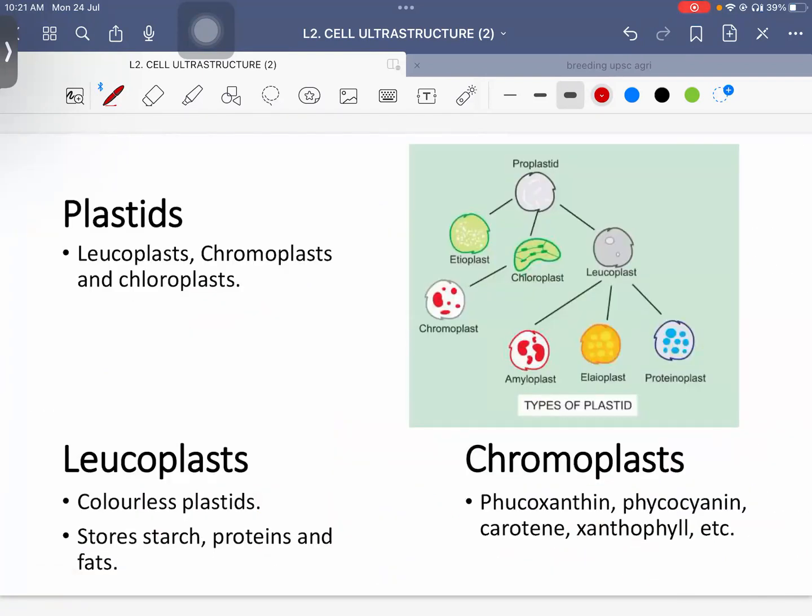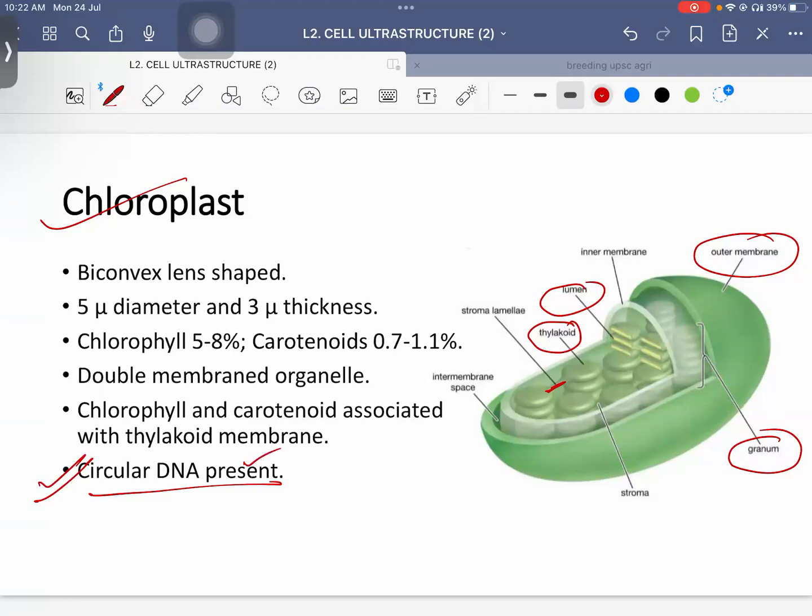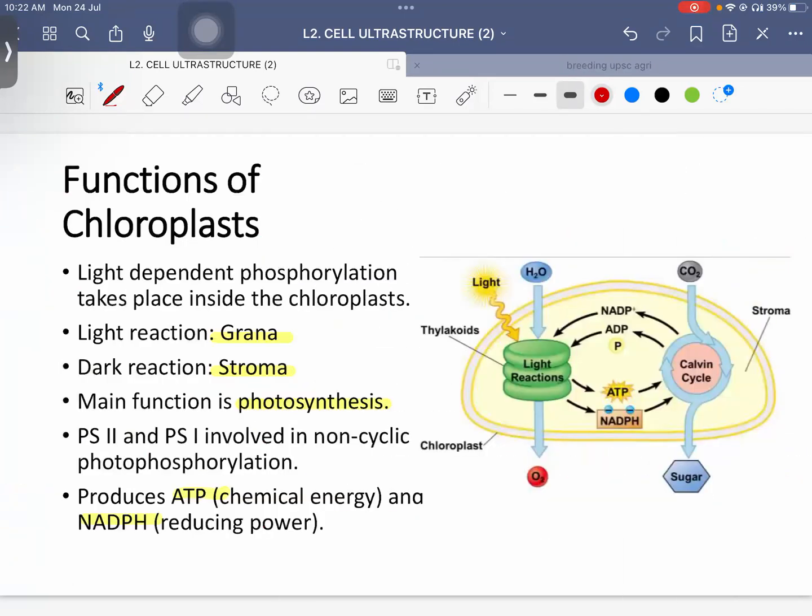In plastids you have different types like leucoplast, which is colorless, and chromoplast, which has other pigments like phycocyanin, carotene, and xanthophyll. In the chloroplast also, just remember the structure. We have the outer membrane, then the grana, and at the individual level the thylakoid membrane, then the lumen and the stroma lamella. They are also involved in different processes that we'll discuss in the coming slides. We also have circular DNA, because only mitochondria and chloroplast have DNA. So you should remember these things and the major functions.